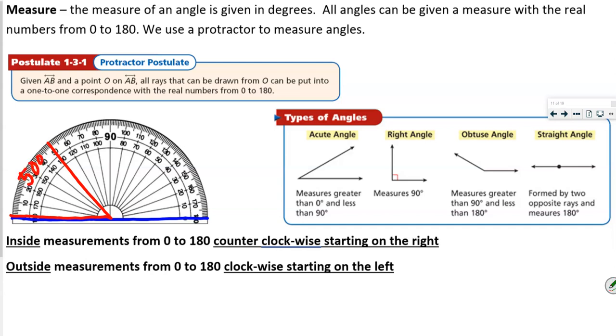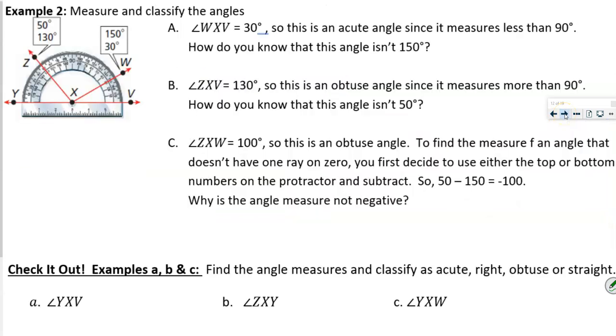Now, conversely, if we talk about this angle over here, that is going to be the inside measure. So that would be what? 130 degrees. So that's how you use a protractor. Now this is just examples of the angles we just spoke about a minute ago. So now, example 2 says measure and classify the angles.